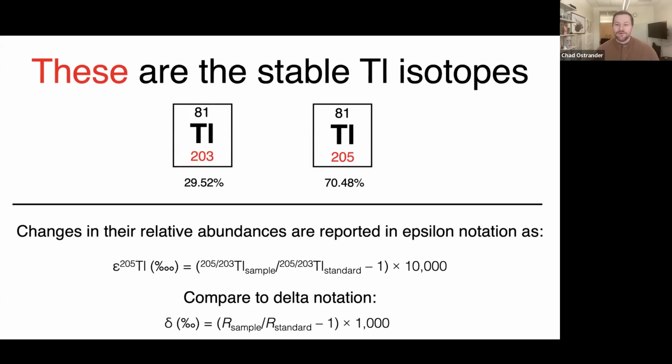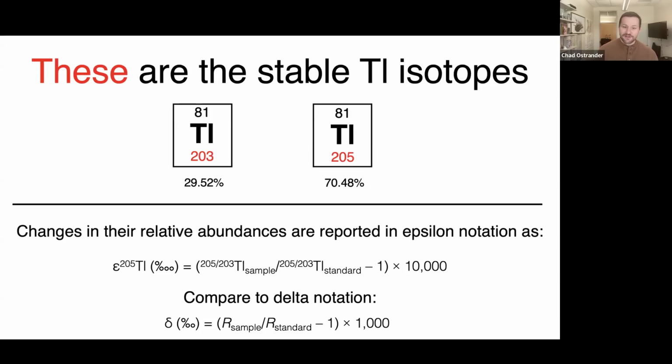These are the two stable thallium isotopes, thallium-203 and thallium-205. All atoms of thallium have 81 protons in their nucleus. That's what identifies them as thallium. But there's stable nuclear configurations with a different number of neutrons. And so one can have more neutrons in the nucleus, thallium-205.